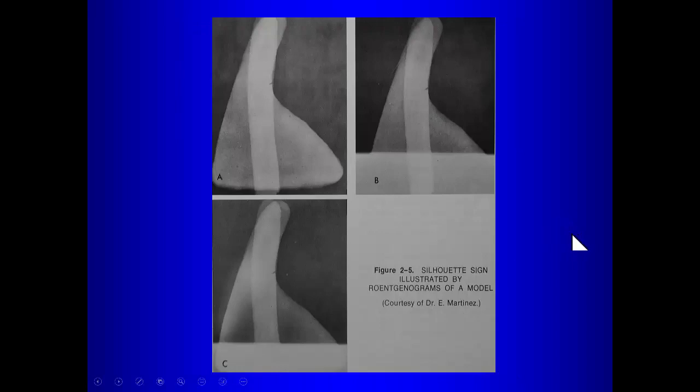And the same thing happens with the air bronchogram sign when we have consolidation in the lung. Now, another sign that we use in radiology is called the silhouette sign. And what the silhouette sign means is that if you have two objects of the same radiographic density and they are in contact with each other, if we take an X-ray, that border where they are touching is obliterated.